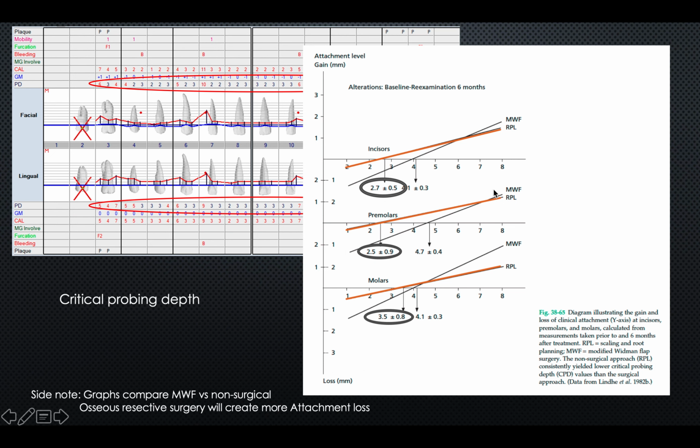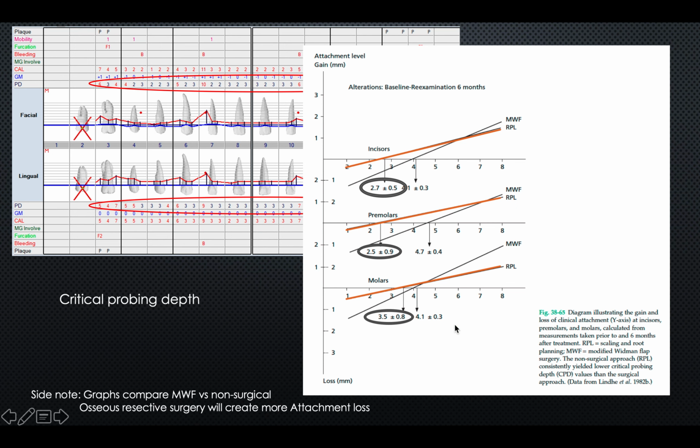Okay, so follow this orange line here. If I have 8 millimeter initial probing depth, I will gain around 2 millimeter of clinical attachment after healing. The same thing for molars. For molars, this cutoff is 3.5. If you have a molar tooth with 3.5 millimeter or less probing depth, and you try to root plane and remove the attachment apparatus, you will lose clinical attachment based on this study.